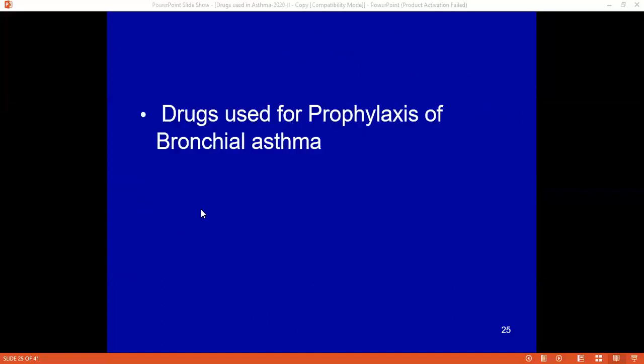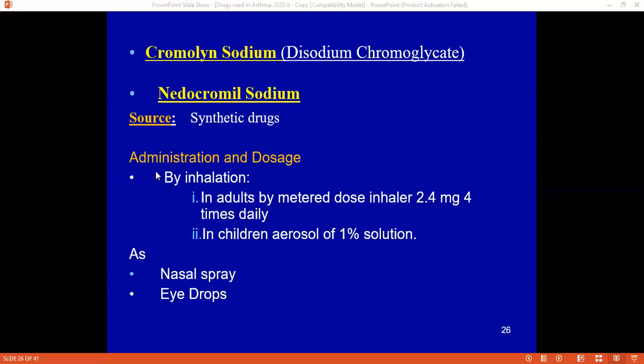Drugs used for the prophylaxis of bronchial asthma. Cromolyn sodium, also called disodium cromoglycate, and nedocromil sodium. There are two agents. They are synthetic agents. They are given by inhalation, and in adults by metered dose inhaler, 2.5 milligrams four times daily. In children, aerosols of 1% solutions are there. By inhalation, we use them in adults and children both, or we can use them as a nasal spray or eye drops. Sometimes we use them as nasal spray and eye drops in conjunctivitis or rhinitis.